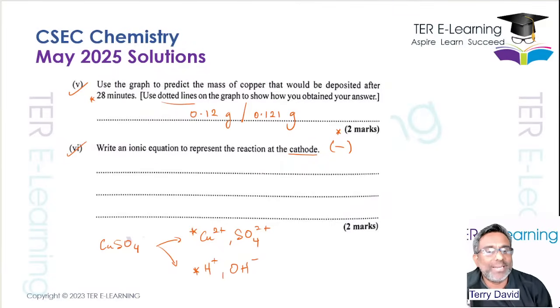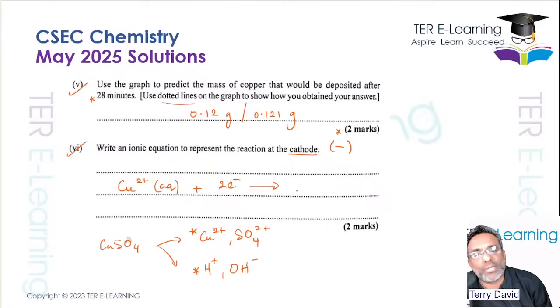But what is actually being deposited at the cathode is Cu2+ ions. So we have Cu2+ aqueous, but this is going to accept 2 electrons in order to produce copper solid. So when they ask us for the ionic equation, that's the ionic equation that they're looking for here. Right, so that is that part.